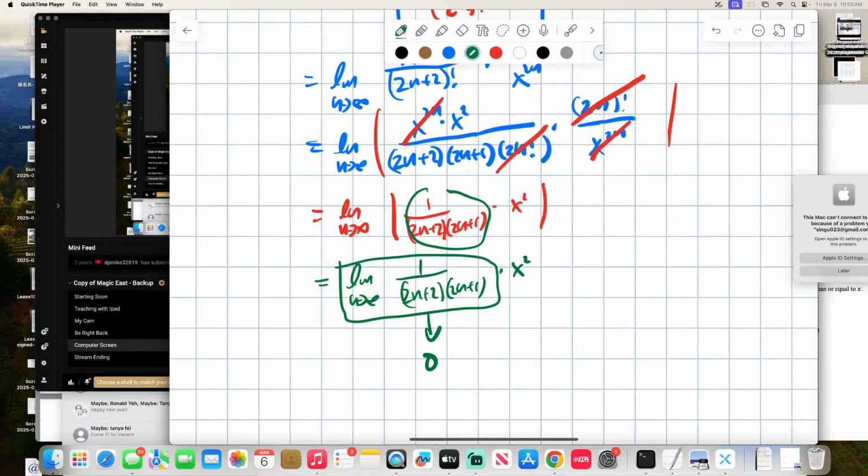So if this one goes to 0, x squared could be anything. x could be anything. x could be infinity, but 0 times infinity is 0. So x could be anything. So therefore, your interval of convergence is what? What's my radius?